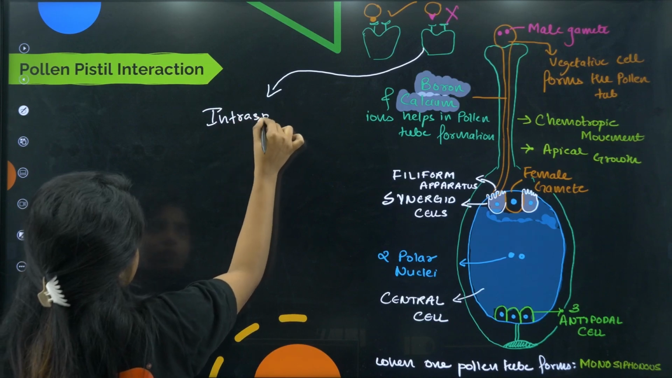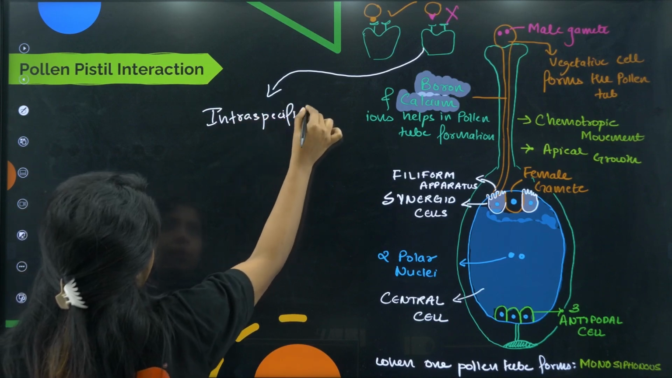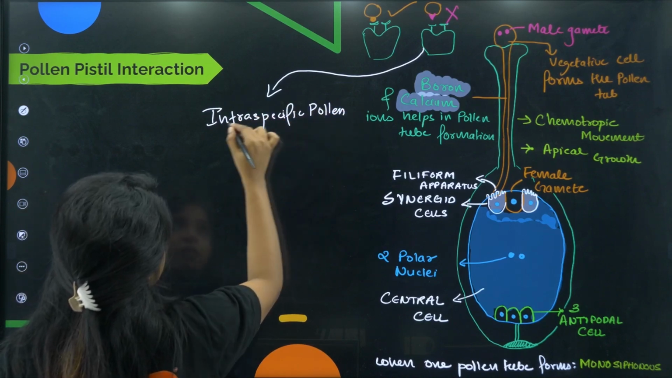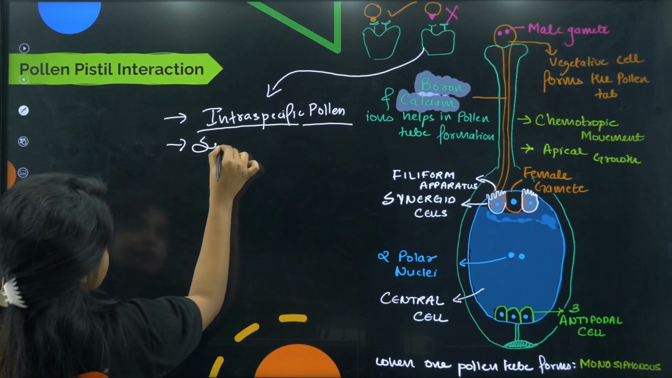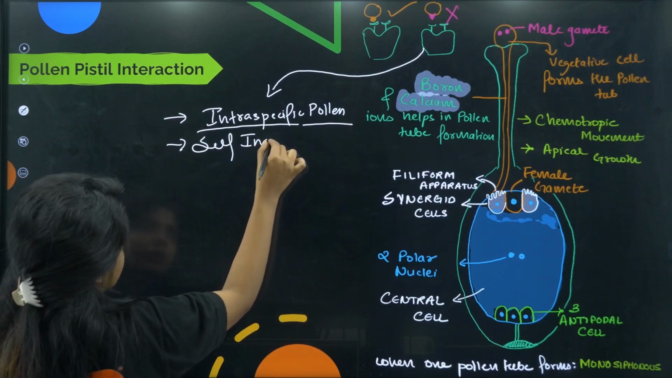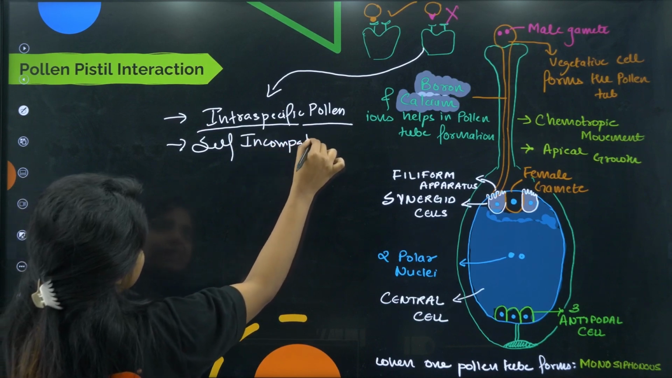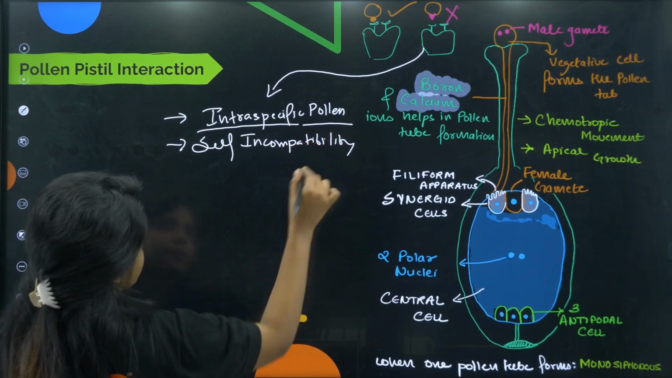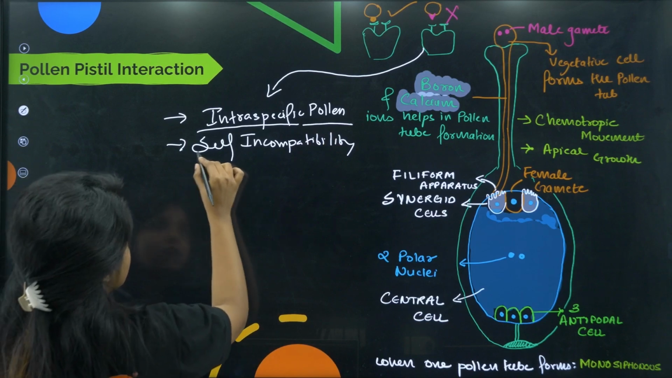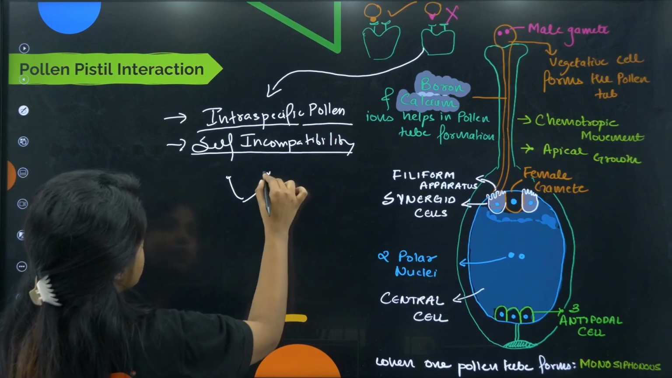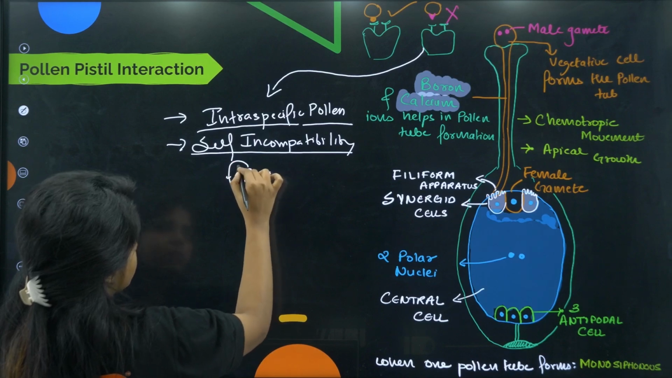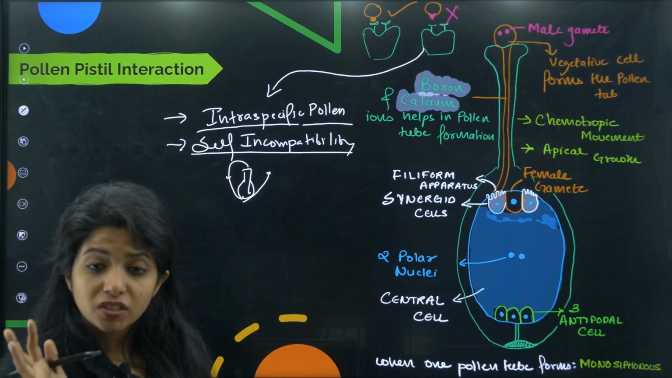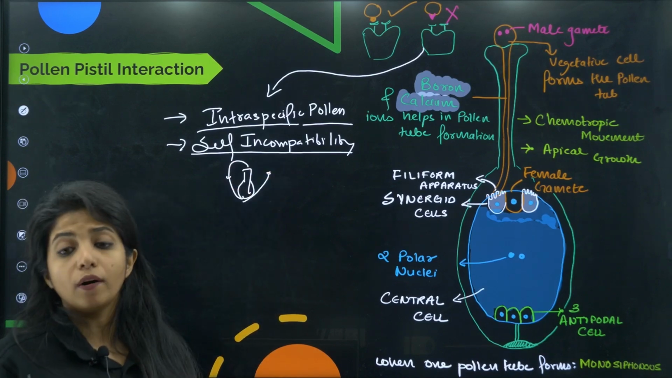Usually this condition happens when interspecific pollen comes in, as in pollen from other species. The second thing is when there is self-incompatibility, as in their own anther producing pollen grains and landing on their own stigma. Why does it become incompatible? This is a genetic mechanism. The plant does not want this thing.